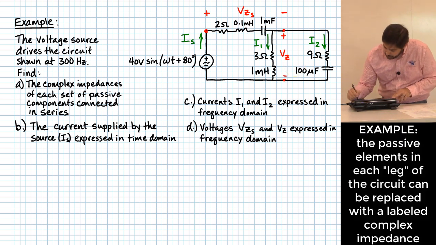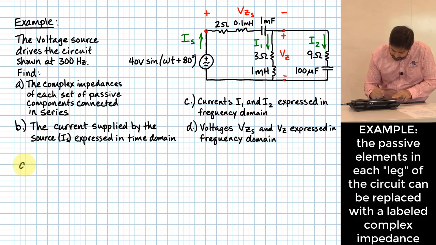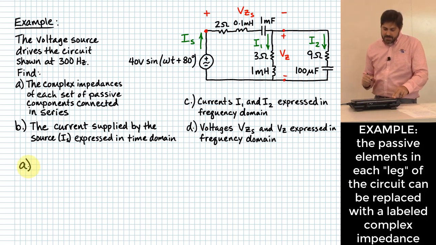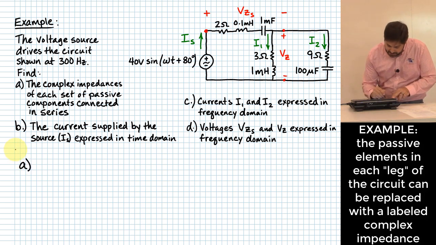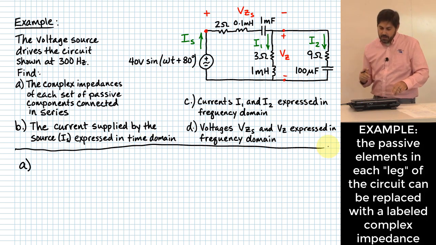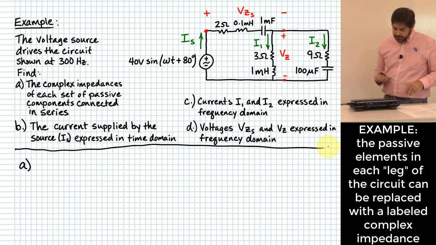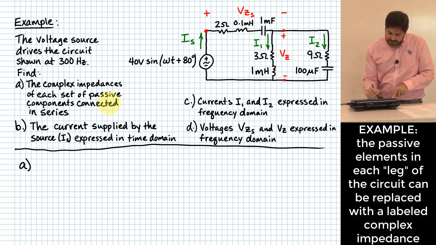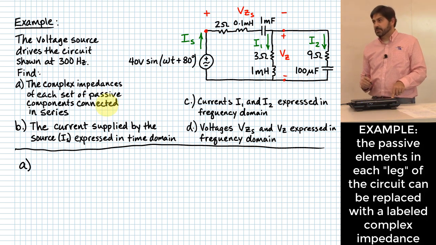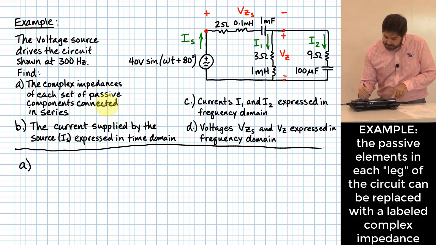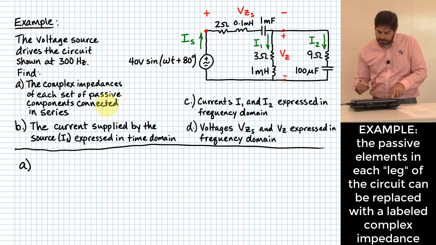Okay, so let me start with part A down here. Okay, part A says we need to find the complex impedances for each set of passive components connected in series. Okay, so where do we see sets of passive components connected in series?